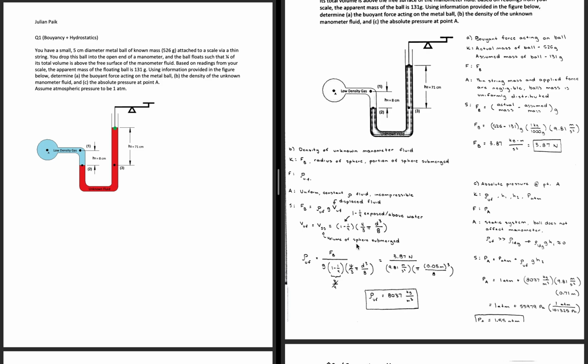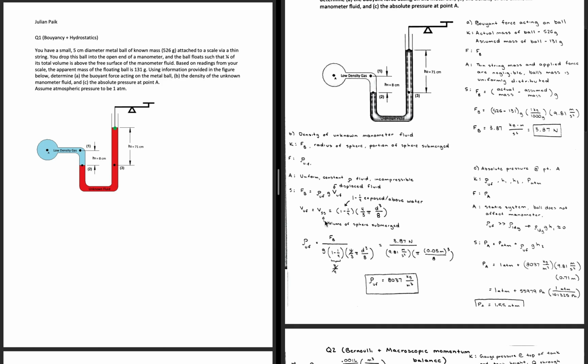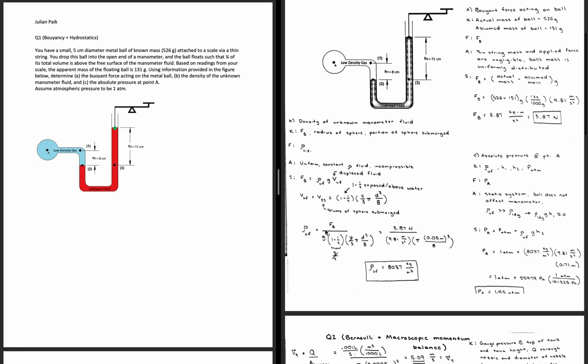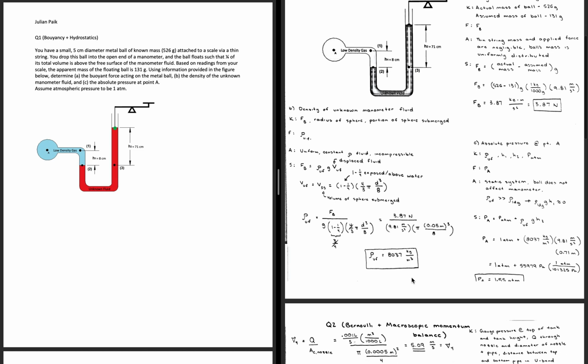So in order to calculate this displaced volume, what we're going to do is 1 minus 1/4 of the exposed ball times 4/3 pi d cubed over 8, which is the volume of the ball. Multiply that by this equation up here that we see, and we're going to solve for the density of the unknown fluid to find that it is 8,037 kilograms per meters cubed, which is about 8 times more dense than water.